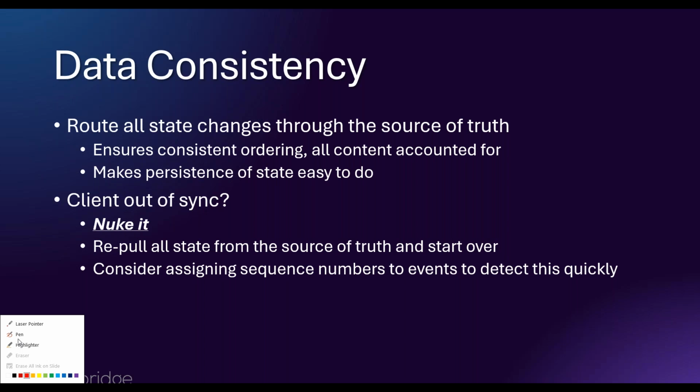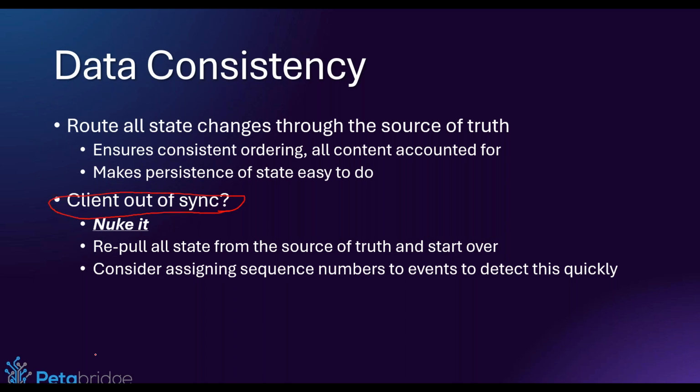Now, if you're ever in a scenario where your client can get horribly out of sync, the best way to handle this is to follow the Akka.NET error handling philosophy. Nuke it. Basically have the client refresh itself and have it repull all of its state from the source of truth and start over. One other thing you could do is that we aren't totally doing this with Draw Together right now, but this would not be super hard to add.